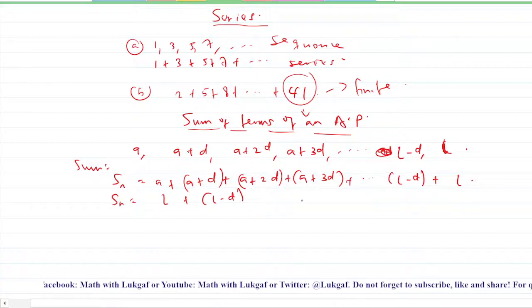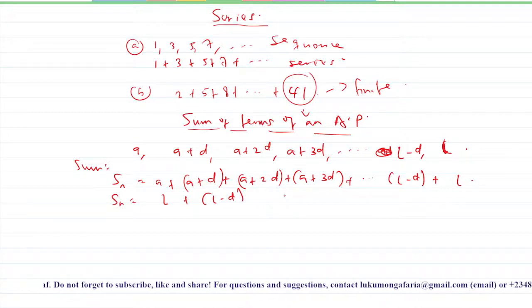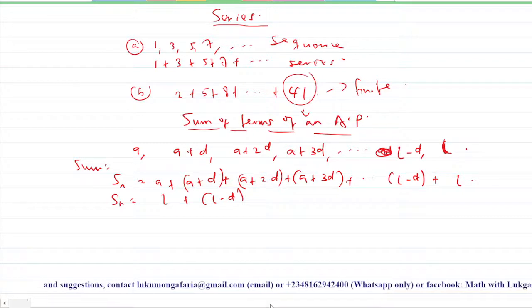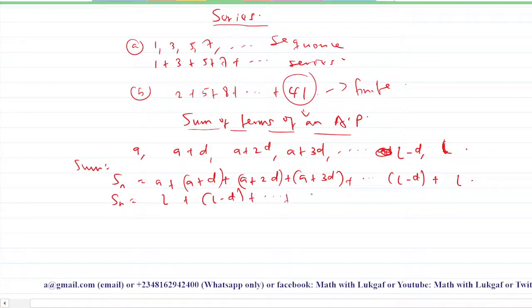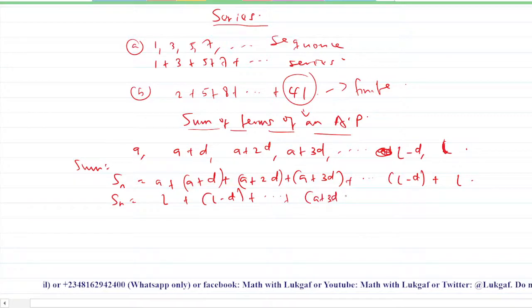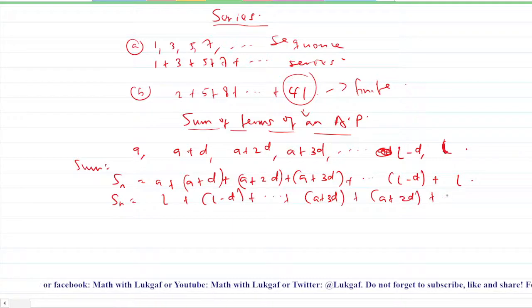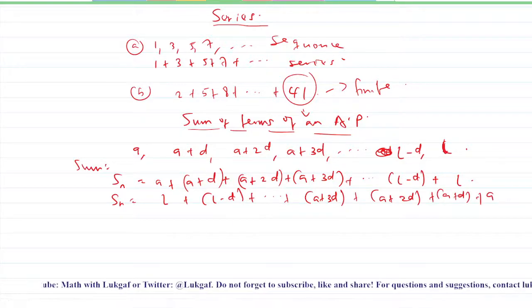I started from the last term. Don't forget from the definition of AP, I said it's a kind of series which is obtained when the consecutive terms increase or decrease by adding or subtracting a constant term. So if we start from the last term here, I can have something of this nature, up to A plus 3D, A plus 2D, A plus D, then plus A. I hope you understand.